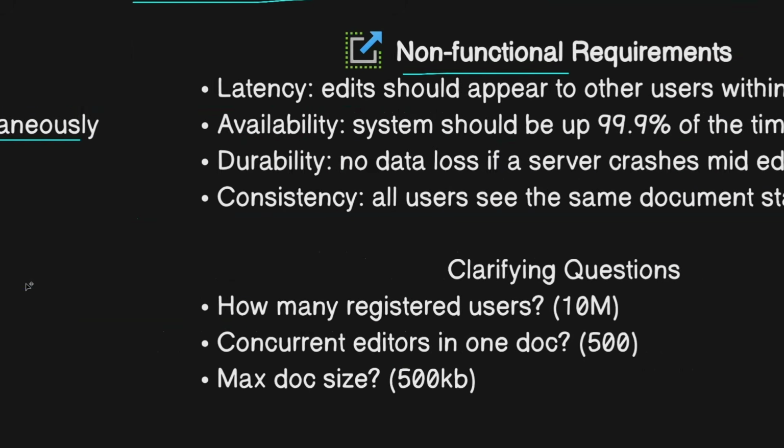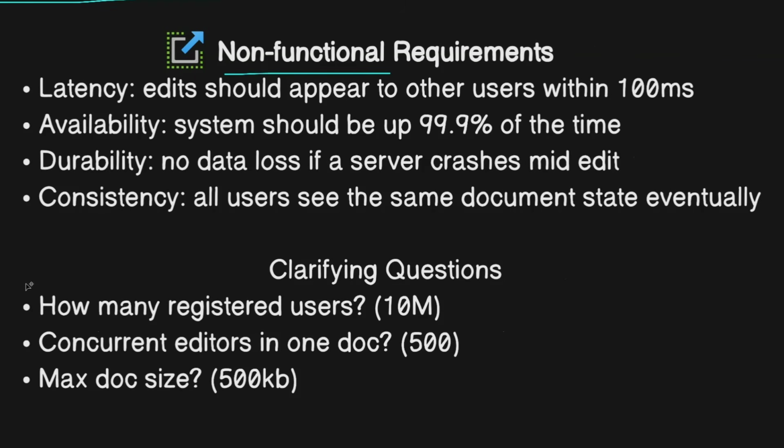So these are the core functional requirements. Now let's see what are the non-functional requirements that we need to support. First of all, let's start with latency. So edits should appear to the other users who are working on this same document within 100 milliseconds. This number should tell us that HTTP polling, of course, won't work for this level of latency. So we need to go with a WebSocket option for providing the connection to the users.